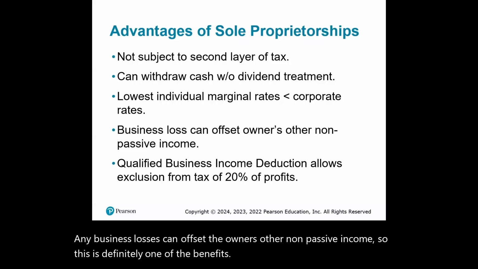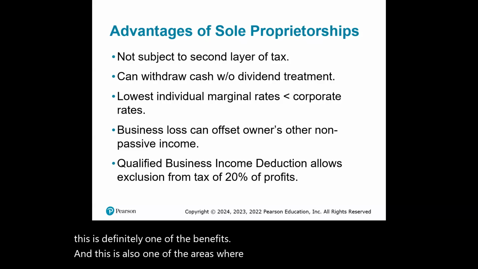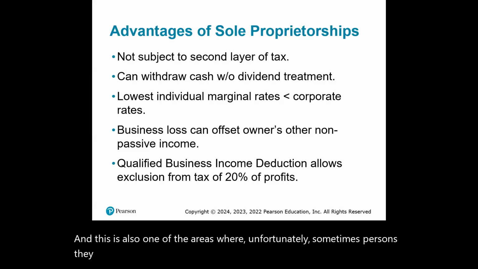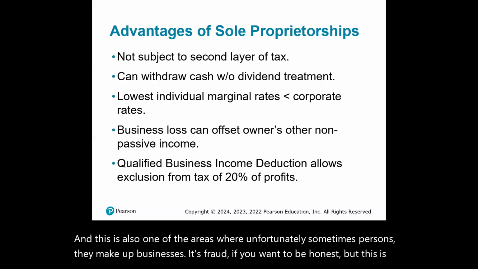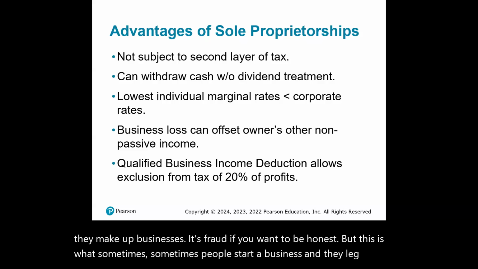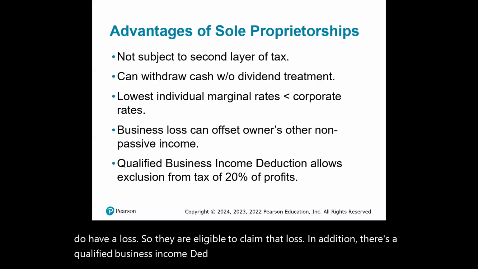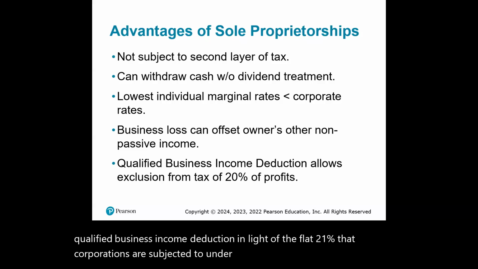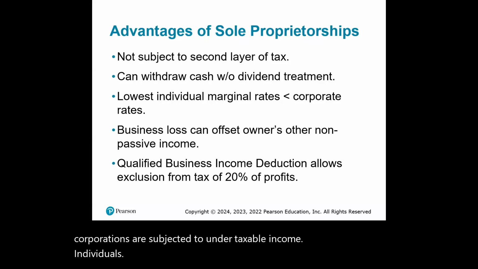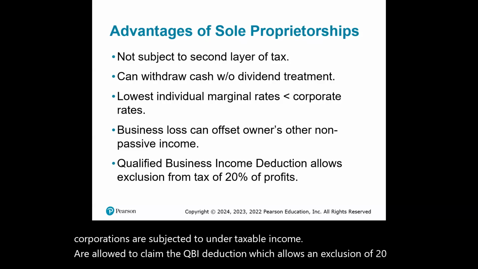And this is also one of the areas where, unfortunately, sometimes persons make up businesses. It's fraud, if you want to be honest. But sometimes people start a business and they legitimately do have a loss, so they are eligible to claim that loss. In addition, there's a qualified business income deduction in light of the flat 21% that corporations are subjected to on their taxable income. Individuals are allowed to claim the QBI deduction, which allows an exclusion of 20% of the net income.